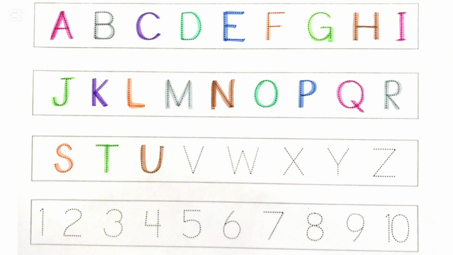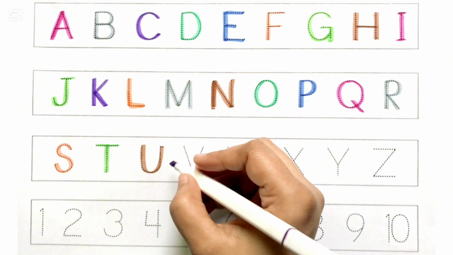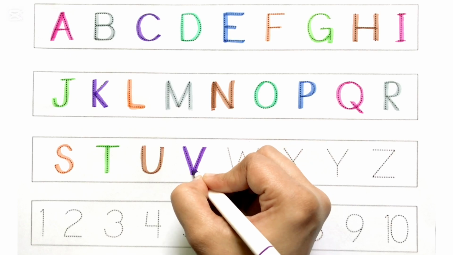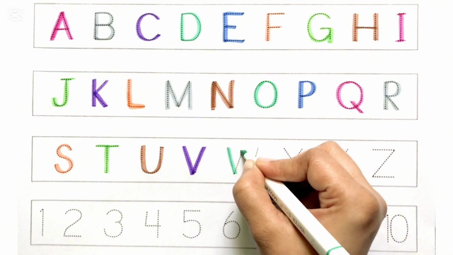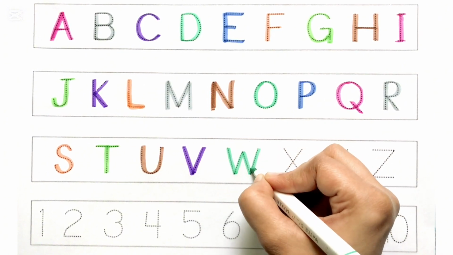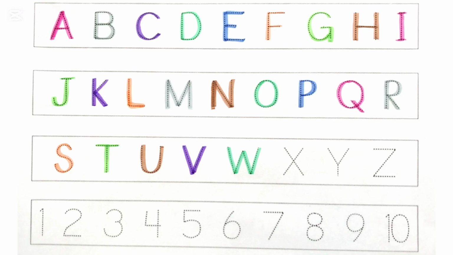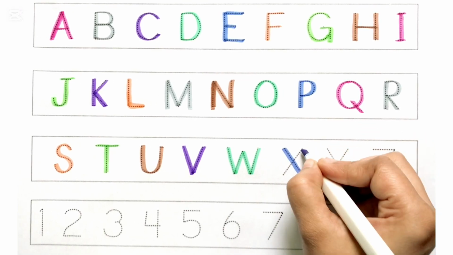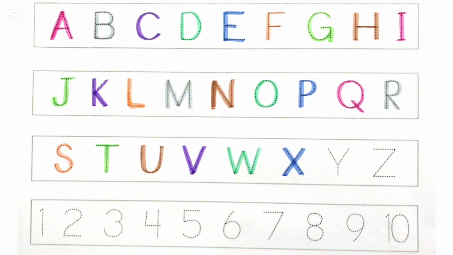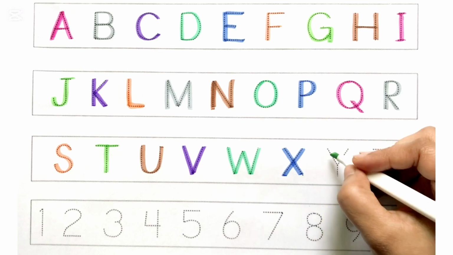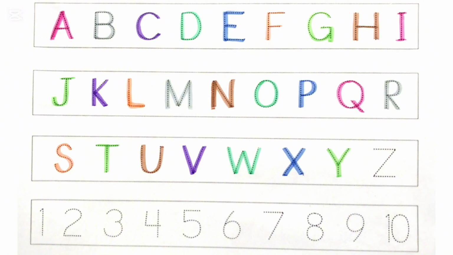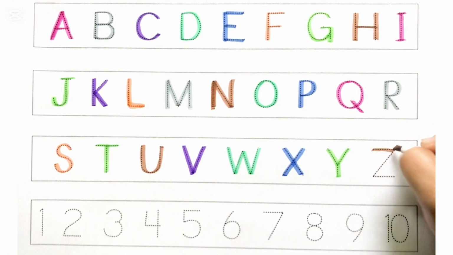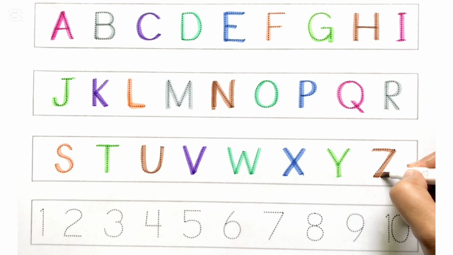U for unicorn. V for violin. W for water. X for xylophone. Y for yo-yo. Last alphabet Z for zebra.